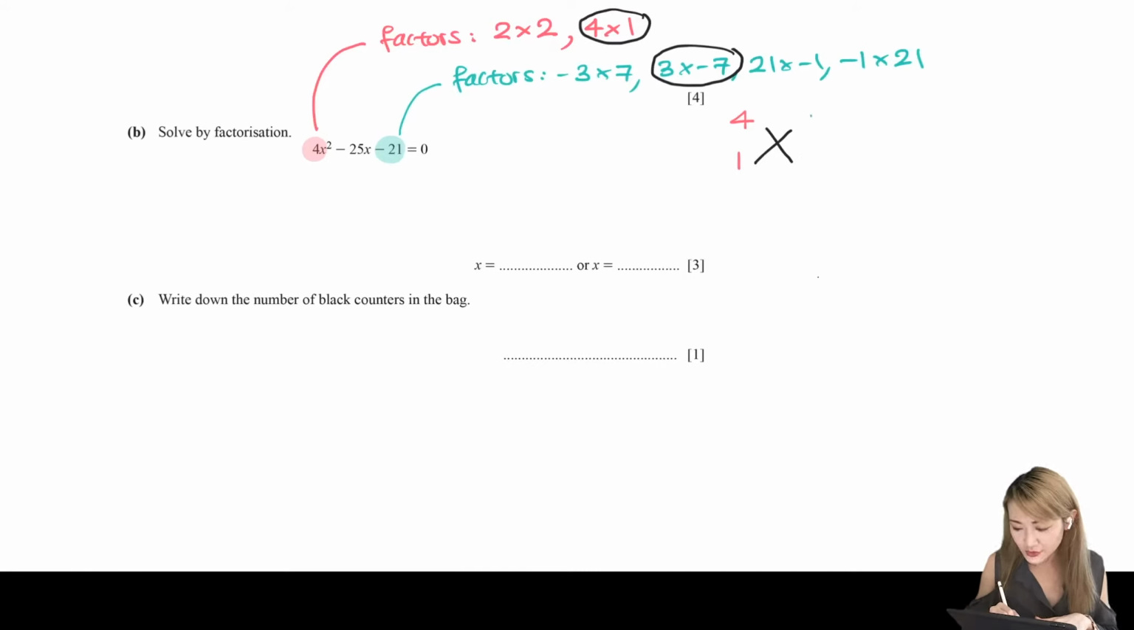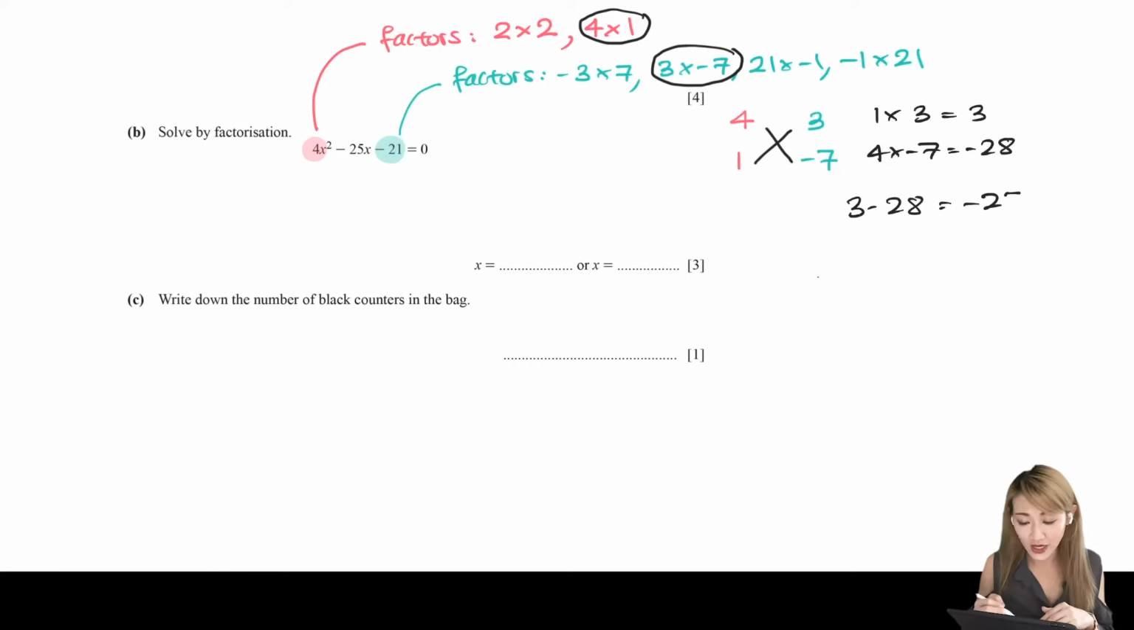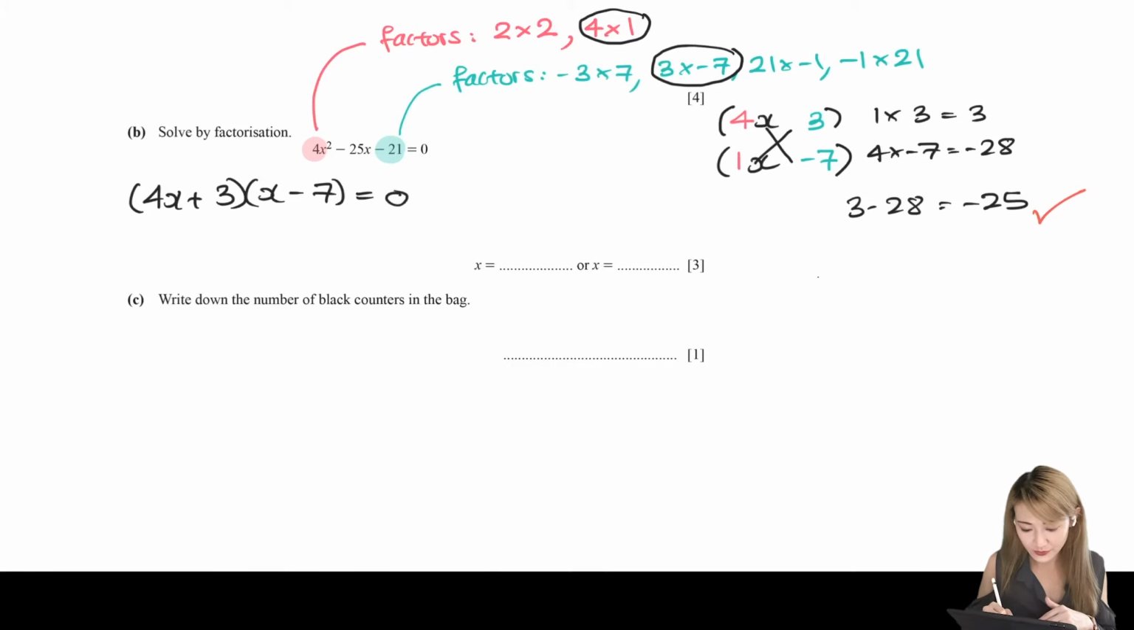4, 1, 3, minus 7. That gives 3 and minus 28. 3 and minus 28 add to give minus 25. So now this combination works. If this combination works, the top row, 4 and 3, become the first bracket, and the bottom row becomes the other bracket. So in the factorized format, we can write it out as 4x plus 3 multiplied by x minus 7 equals 0.